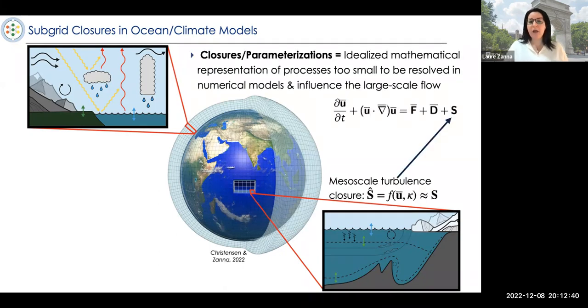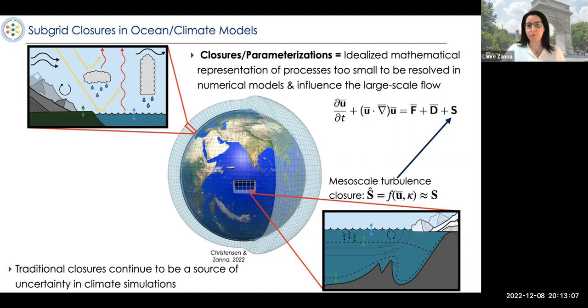Well, for decades, the idea has been trying to come up with a simple idealized representation of those processes and their effect on the large scale flow. So usually people come up with a simple mathematical representation that will mimic the effect of, say, clouds on temperature, or mesoscale eddies on different properties in the ocean. Now, of course, they've been really helpful. They've helped improve climate models, but they continue to remain a big source of uncertainty.